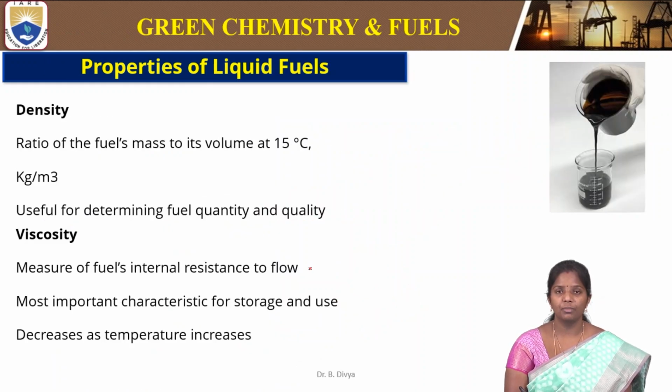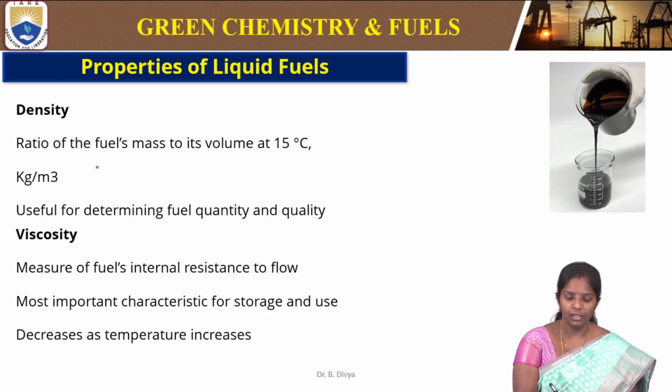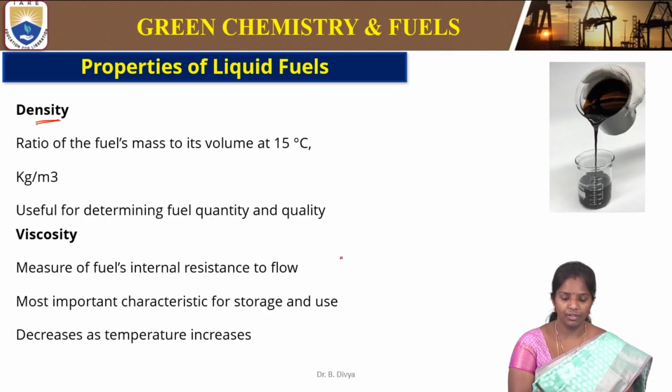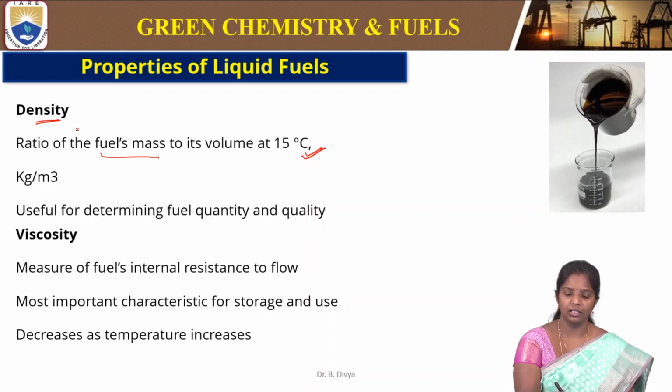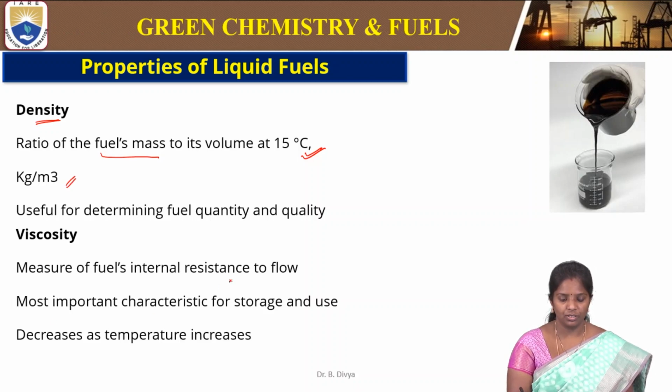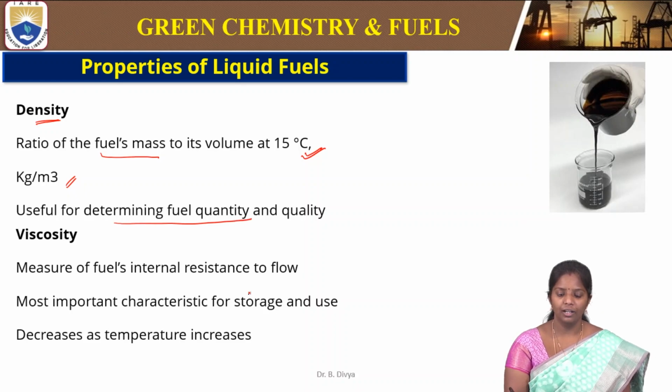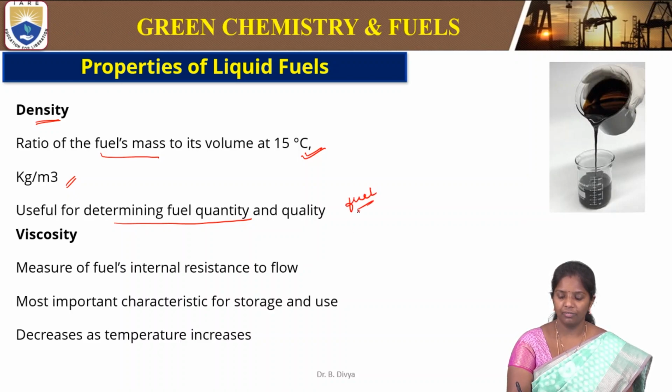These are some of the properties. Density is an important property, given as the ratio of fuel's mass to its volume at 15 degrees. For any fuel, before its application in industries or automobiles, we have to consider the density. It is given in kg per cubic meter. It is useful for determining fuel quantity and quality.